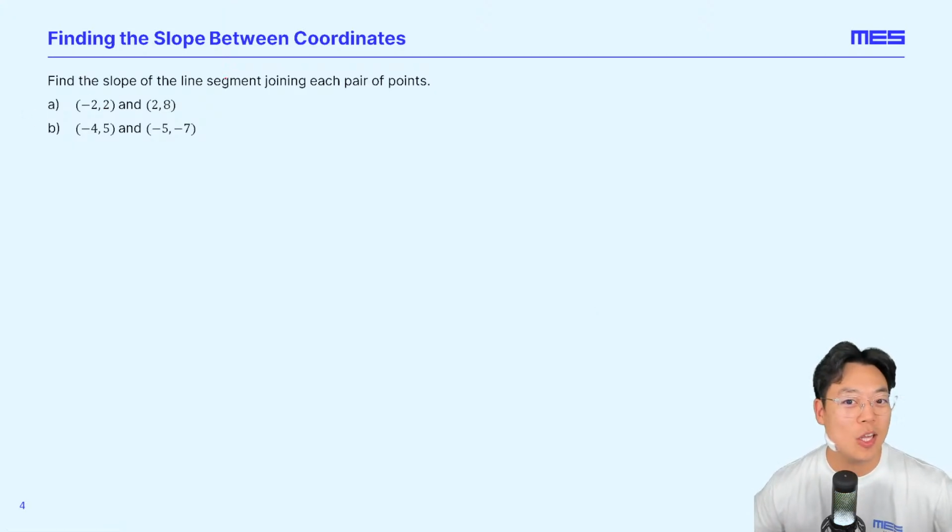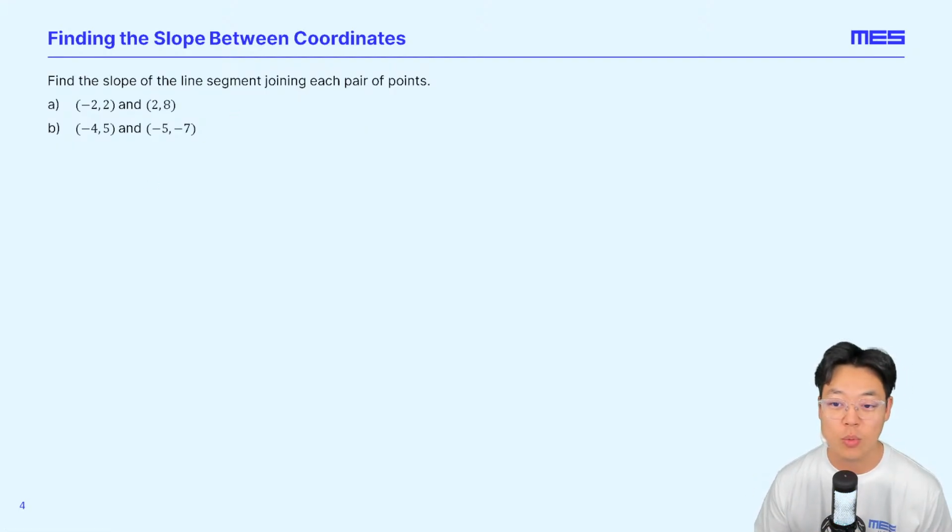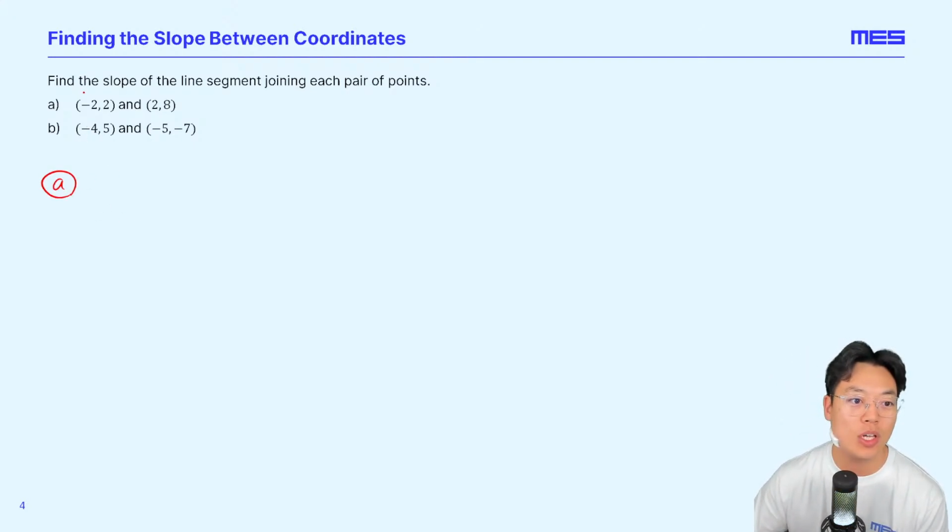So here we're finding the slope between coordinates. Find the slope of the line segment joining each pair of points. So again, we're building off of what we did before. Before we've only worked with positive coordinates, but now we're facing some negative coordinates as well. We really have to be careful in distributing here. So letter A, we'll call this x sub 1, y sub 1, x sub 2, y sub 2.